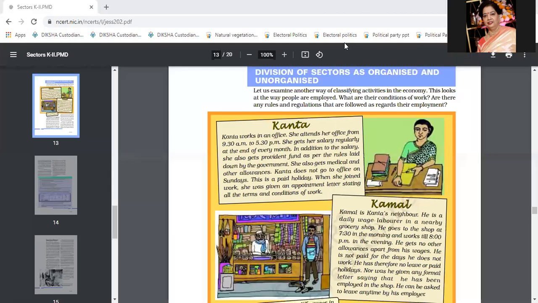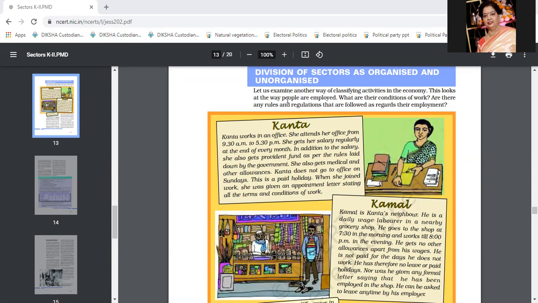Good morning, everyone. Now we are doing economics, chapter number 2, sectors of Indian economy. As we have already discussed the different sectors of the economy, today we'll do the division of sectors as organized and unorganized. There are two case studies related to this.